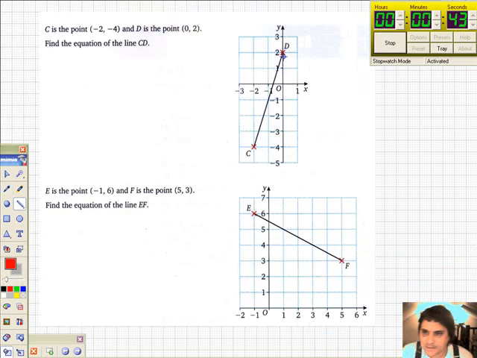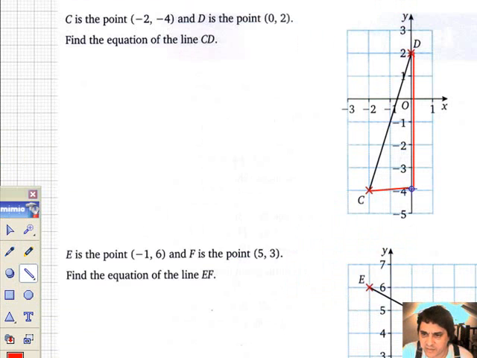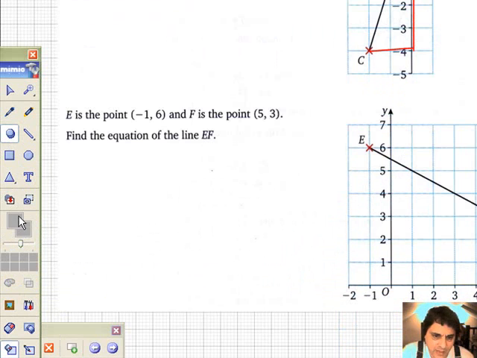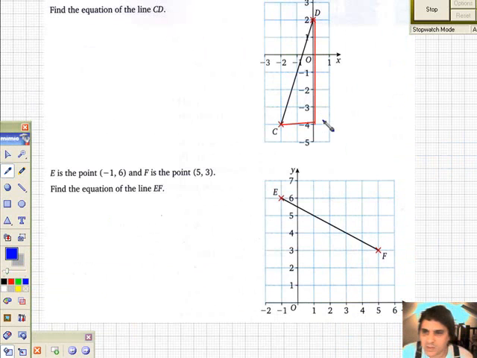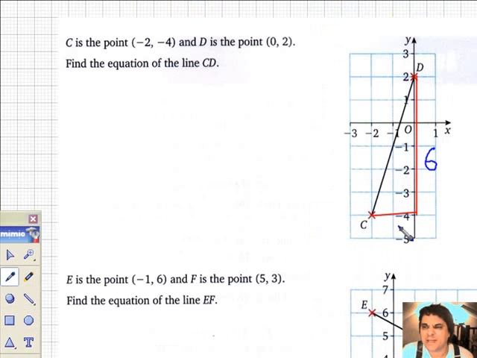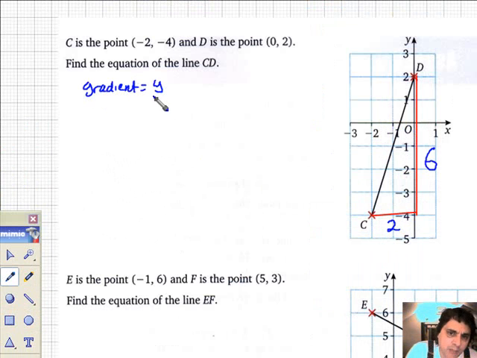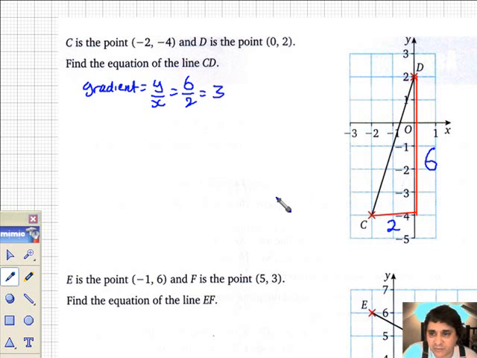If I take this, I want to go from there down to there, and from there across there. Let me write for you what we have. From minus 4 up to 2, I've got a height of 6, so my y part is 6. And from minus 2 across to 0, I've got 2 units. My gradient is my y step over my x step, or my height divided by width. I've got 6 divided by 2, and so my gradient is 3, and it's positive.